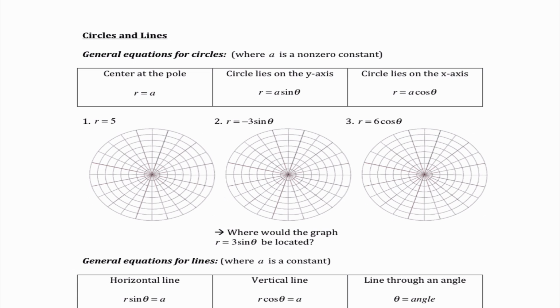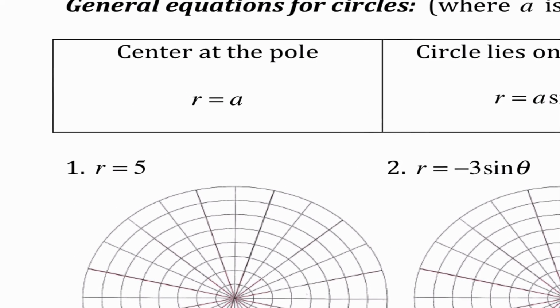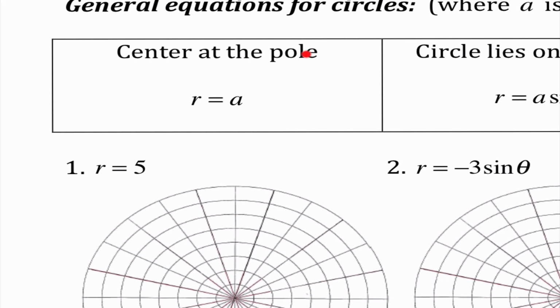Moving on, now we're going to talk about circles and lines. And we actually have 3 different general equations for circles. Okay, our easiest is when the center is at the pole. Remember, the pole is like what we normally call the origin. Okay, for a polar graph, it's called the pole. So things like r equals a, that means I'm going out a, and it's going to be just a circle all the way around that particular value.